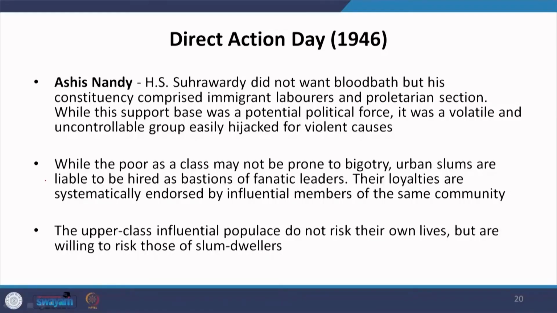However, the urban slums are liable to be hired as bastions of fanatic leaders. Their loyalties are therefore systematically endorsed by influential members of the same community, right. So, the upper caste influential populace do not risk their own lives, but they are ready to risk that of the slum dwellers and of the people from the fringes.